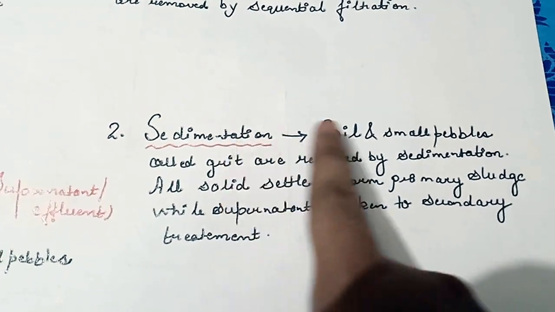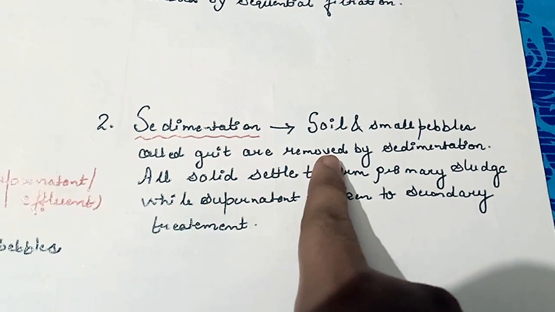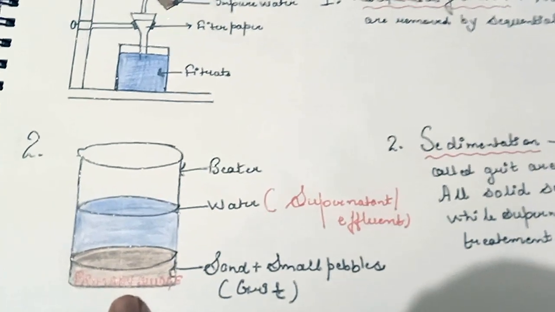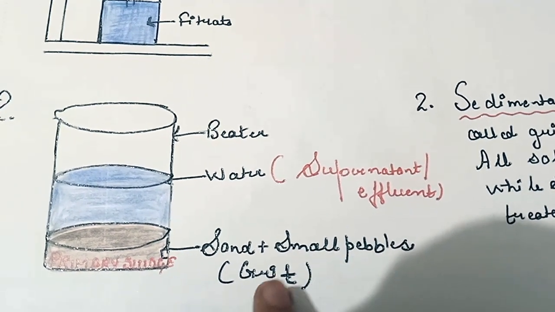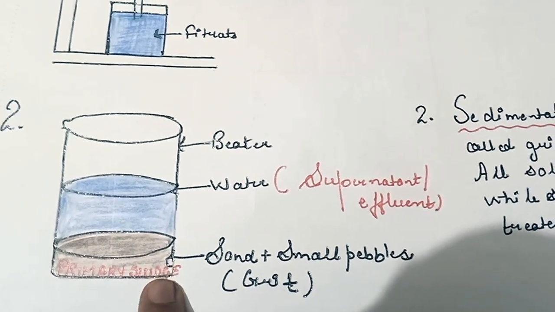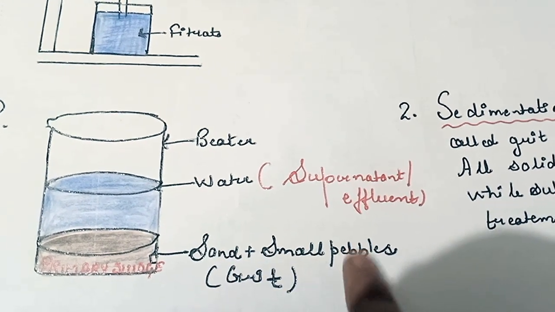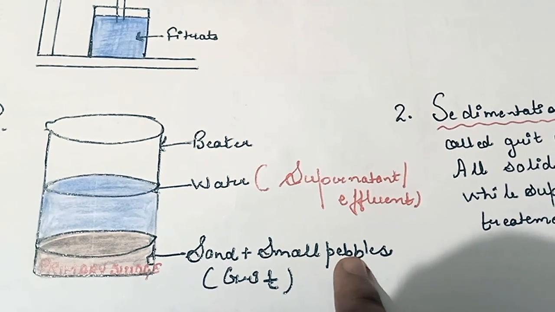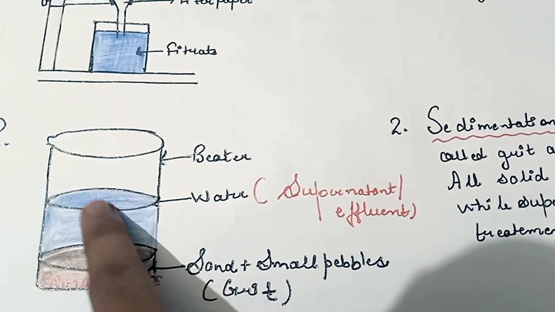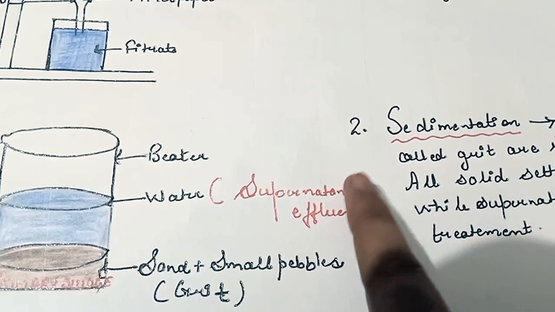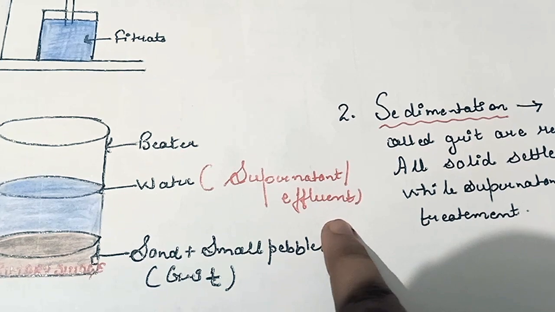In sedimentation, soil and small pebbles, which are collectively called grit, are removed. So, as you can see here, sedimentation is going on. The sand plus small pebbles which form the grit settle down at the bottom and are known as primary sludge. The remaining water which is collected above is called supernatant or effluent, and also called primary supernatant or primary effluent.